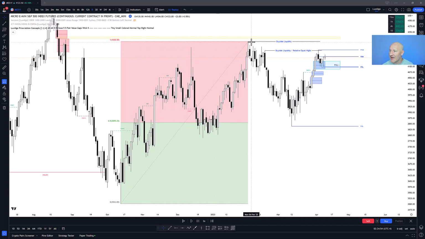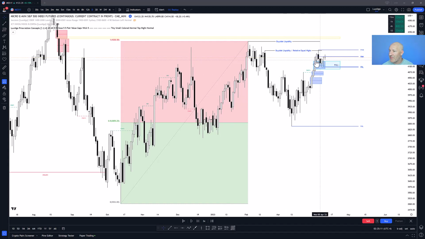You can see the market, after taking out the buy side liquidity here, has traded back down towards equilibrium. We've traded into this order block just here, and you can see the market has then traded higher. We've taken out this buy side liquidity, these relative equal highs just here.